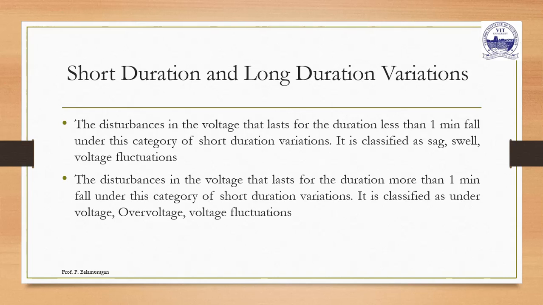That is, if the voltage variation lasts for a period of less than 1 minute, such magnitude variations are categorized under short duration variation, and it is further classified as sag, swell, and voltage fluctuations. Similarly, if the similar kind of magnitude variation is observed for more than 1 minute, such problems are categorized as long duration variation, and it is classified as under voltage, over voltage, and voltage fluctuations.